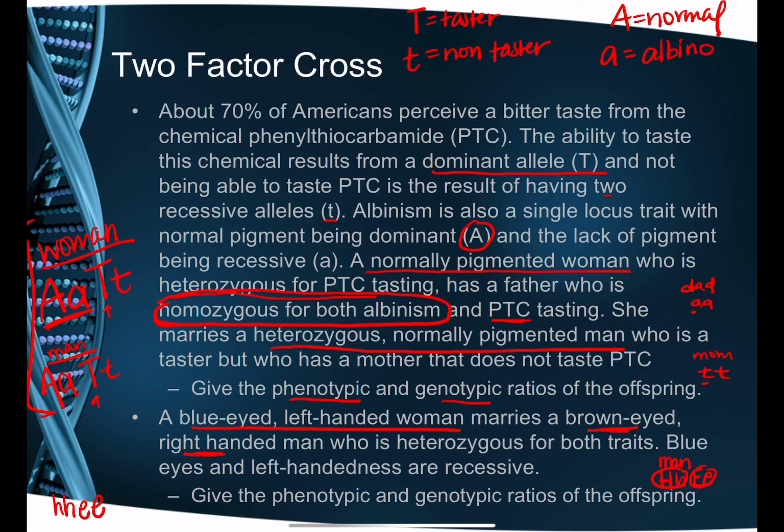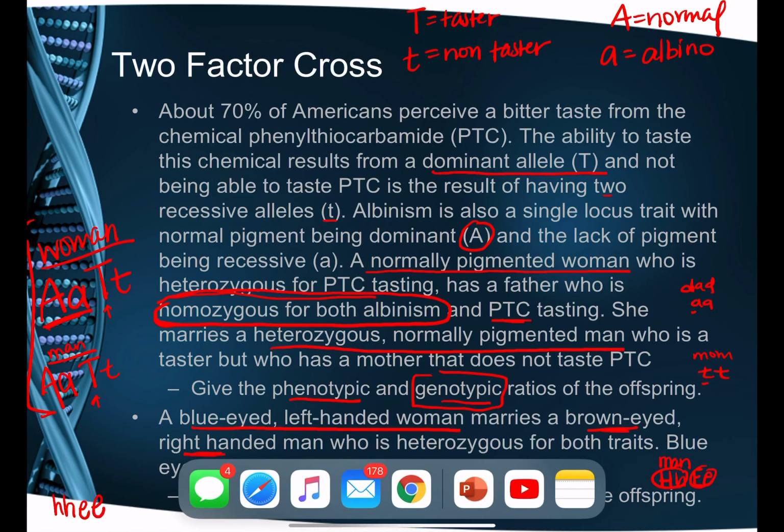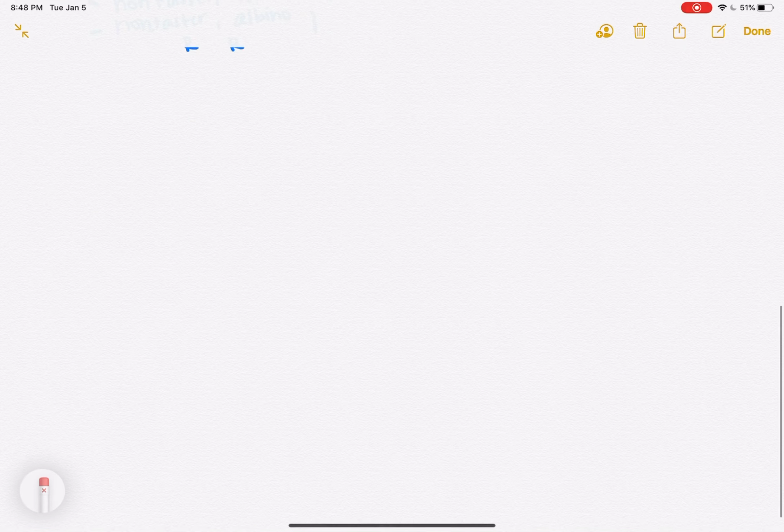Oh, I didn't give the genotypic ratios on this. I assume you know how to do that to be able to put the genotypic ratios there. Let's keep going with this problem, though. Okay, so we're going to make a Punnett square for this man and this woman. He's big H, big E, little E. She's all little letters. All right, so let's go back to our notepad.